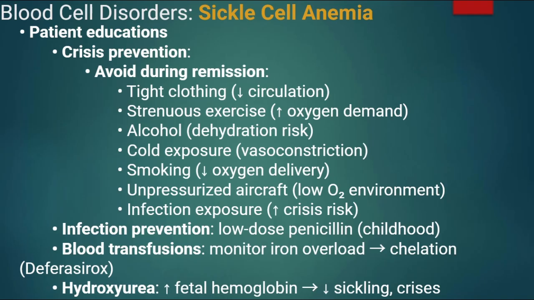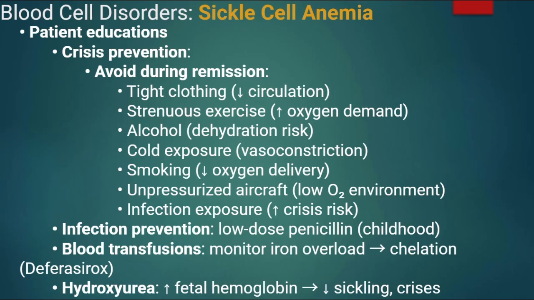Some patients require frequent blood transfusions to maintain healthy levels of red blood cells and oxygen. However, repeated transfusions can lead to iron overload, which damages organs. To prevent this, medications such as deferasirox (Jadenu) are given to bind excess iron and remove it from the body.